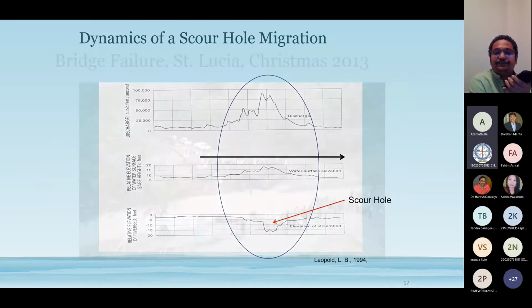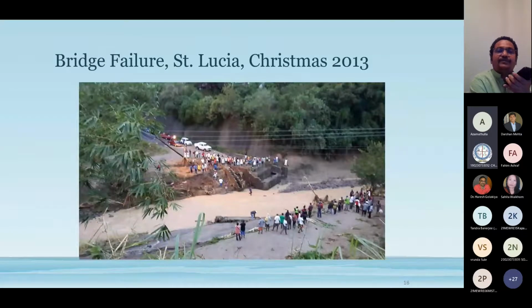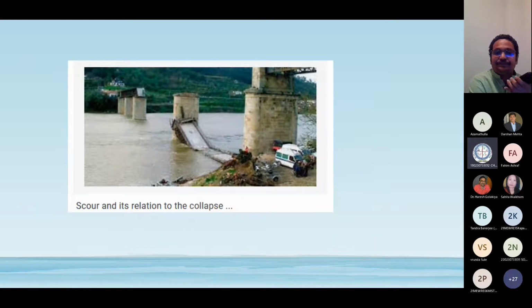Okay, next slide, please. Okay, another bridge failure in Saint Lucia. Same, you can observe in 2013 what happened in the Caribbean islands. You can see completely no structure. You can see everything washed away. Yes, there is another collapse of a bridge, I believe in another island. Okay, next slide, please.